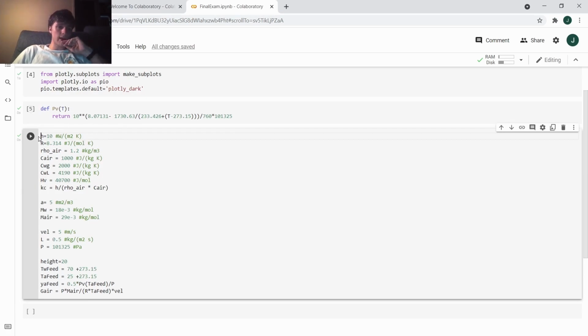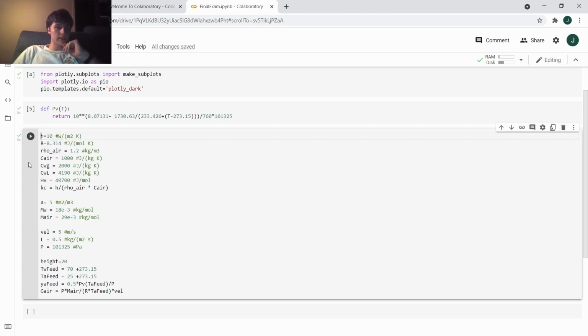And then here I just have all the parameters for the problem. So we have the heat transfer coefficient. This is something that you would have to obtain experimentally. In this case, it was just given to us. It's 10 watts per square meter Kelvin. We're going to be using the ideal gas law a lot, so we're going to want the ideal gas constant, the universal gas constant, so we have that right there.